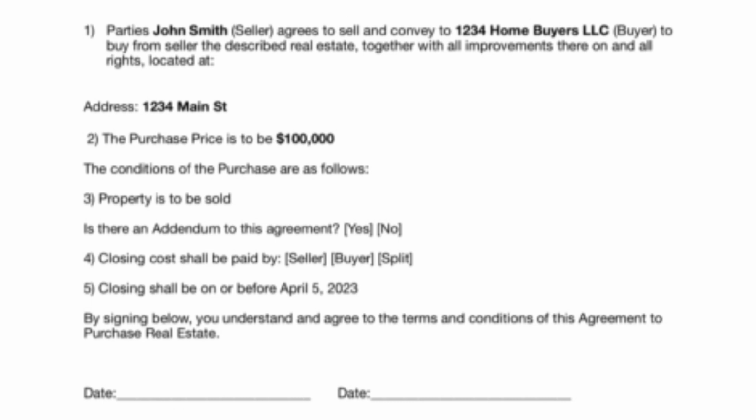rights over from 1234 Home Buyers to Steve Smith, and then John Smith will still get his $100,000. Steve Smith will get his property that he wants for $150,000, and then you would make that $50,000 in the middle by assigning your rights of this contract over to Steve Smith.